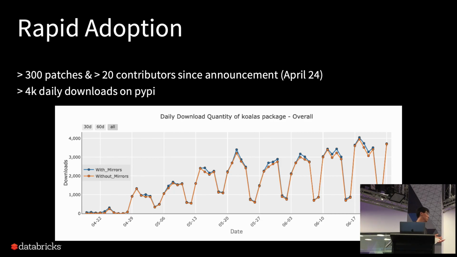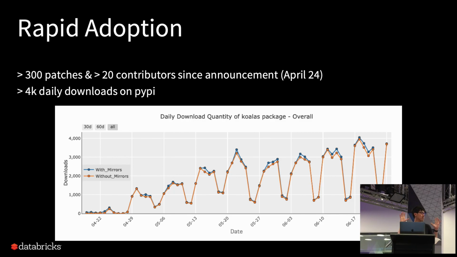And the project's only 2 months old, but there are already 300 patches to it. It's more than one a day. A lot of them are coming from the general community. It's not just Databricks engineers writing code. We do have engineers working on it full-time, but a lot of functionalities are contributed by external community members. For example, the plotting functionality you saw was contributed by a really nice contributor out of France.